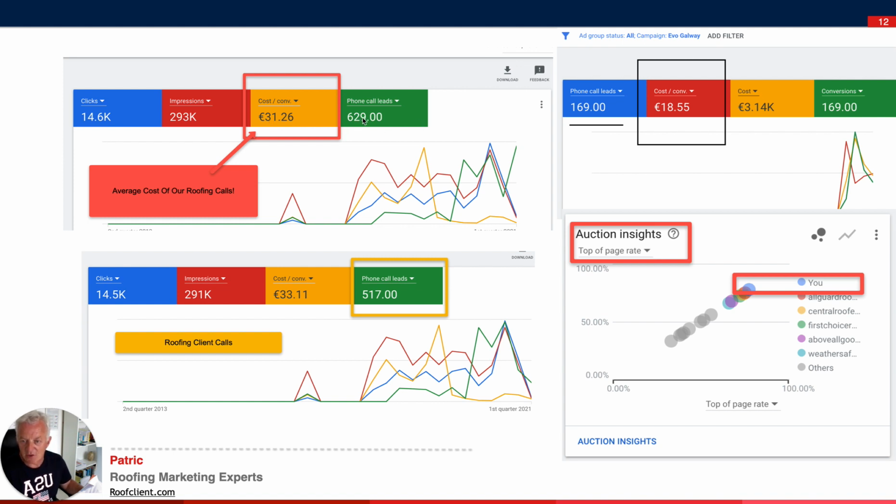And they did 629 calls for that campaign. This one here, €33 on average per call. Those costs have gone up now since COVID, but phone calls, he did 517 calls there. And then for this one here, the cost per call was €18 and 169 calls.